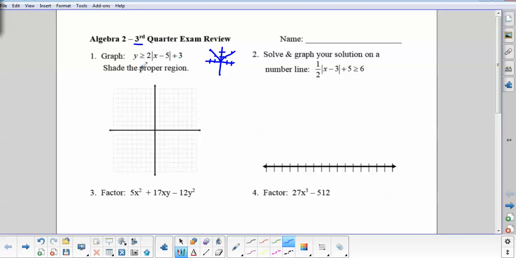So in this function, your vertex is shifting right 5 and up 3. So the vertex was at the origin 0, 0, and you want to go right 5 and up 3 and make your new vertex. Now normally the function would go over 1 and up 1, over 1 and up 1 on each side, but there's a stretch of 2. So it's going to go over 1 and up 2 on both the right and on the left.